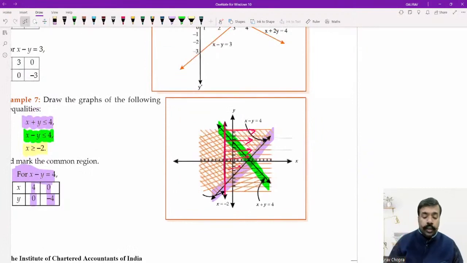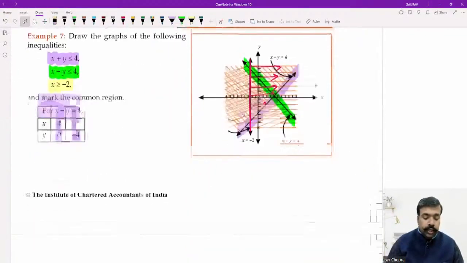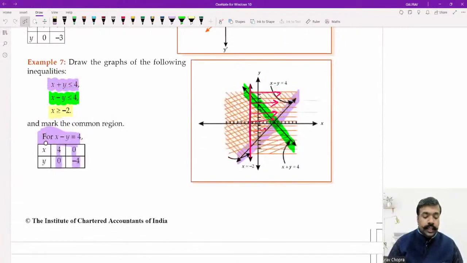So this is for the red one. For the green one, we have to mark, sorry, x minus y is less than or equal to 4. Since it is less than, we have to go towards the origin. And for the next one, x plus y less than or equal to 4, since it is also less than, this will also be towards the origin. So overall, there will be a small triangle in between.